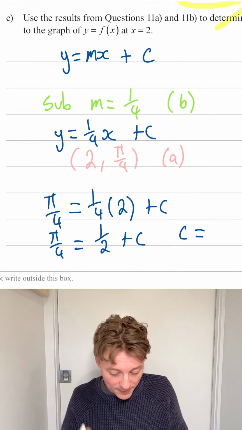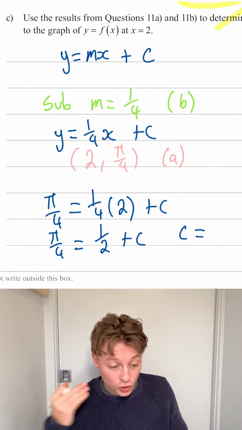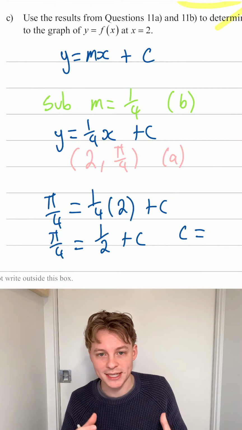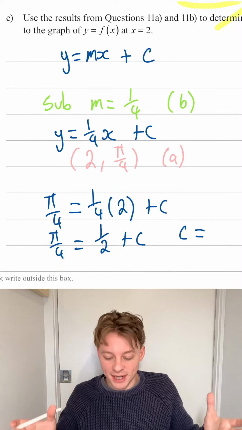So I get pi on 4 equals a half plus c. This is a tech-free paper. I do not have a calculator. I can't get a decimal answer here. My only choice is to leave things in exact numbers, and we love exact numbers as math teachers.